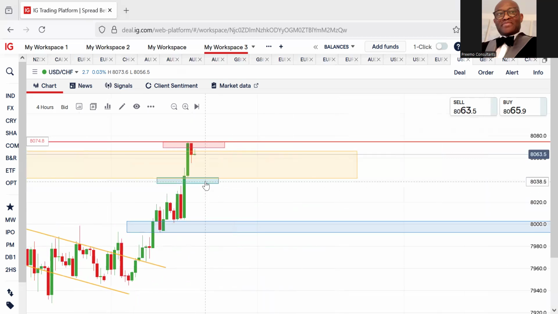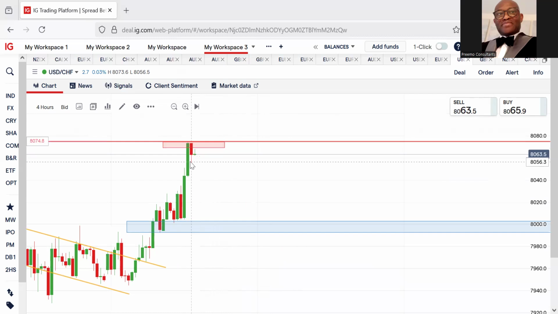Okay, let's remove this one here. It's done no business there. Let's remove this one too, it has done its job as well. This red rectangular box here is the only one left, and price is going to the next level of resistance, where it is now reacting. It's done some bit of tips.